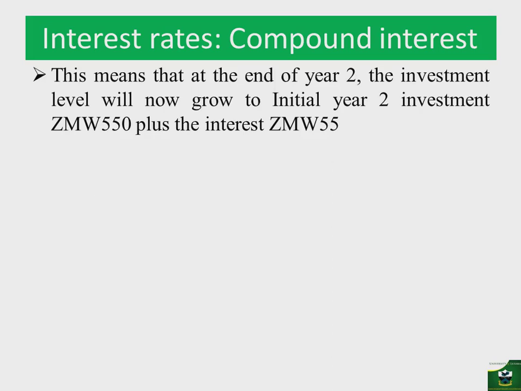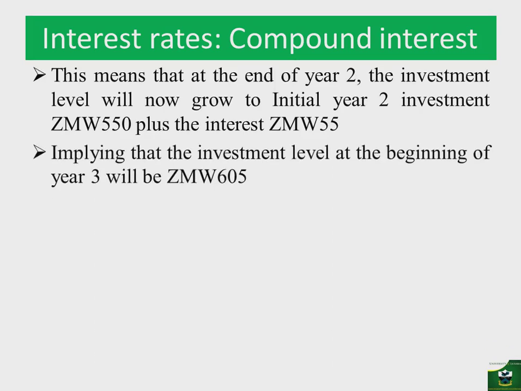With this, it means that at the end of year 2, the investment level will now grow to the initial year 2 investment of 550 plus the interest of 55 which you have now obtained at the end of period 2. As such, the investment level at the beginning of year 3 will be the 550 plus the 55 interest, which will give you 605 kwacha. So at the beginning of year 3, your investment will be 605 kwacha.